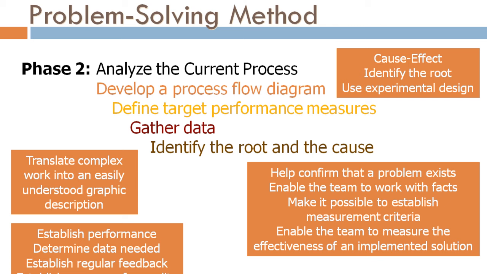Okay, this phase will also help you to translate complex work into an easily understood graphic description, and this is done through the process flow diagram. And establish performance, determine data needed, establish regular feedback, establish measures for quality. This is also part of this step. Okay, so the idea with this step is to identify the potential causes and determine the most likely root causes of the problem, but this is knowing your current process.